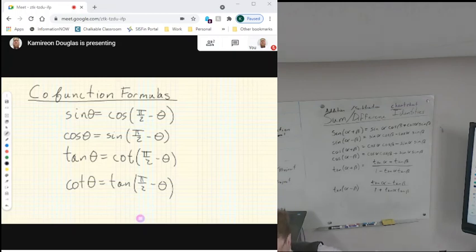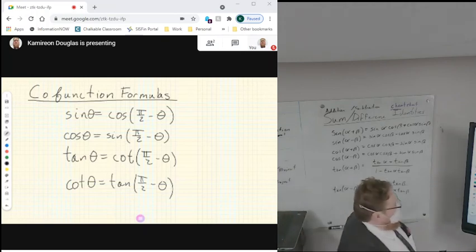There are 2 left. As you can imagine, there's 2 functions left. Secant and cosecant, they have the same relationship as sine and cosine. Those are the last 2.